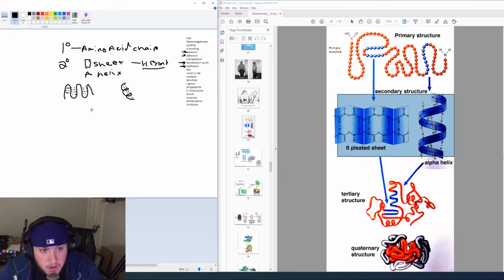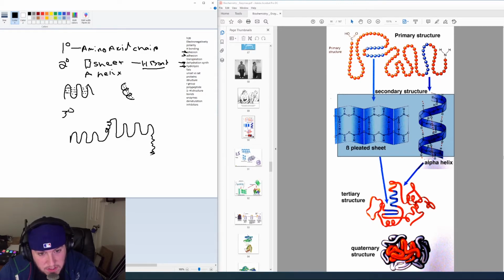Now, our next form of structure is our tertiary structure, and this is where we start combining our beta sheets and our alpha helices. So maybe we have a beta sheet over here, and then we go into an alpha helix, and then another beta sheet, another alpha helix, another beta sheet, and then an alpha helix. So we start to combine those two things together.